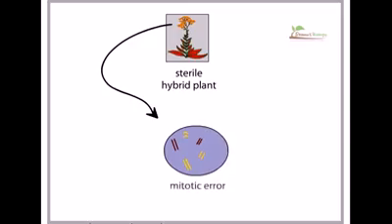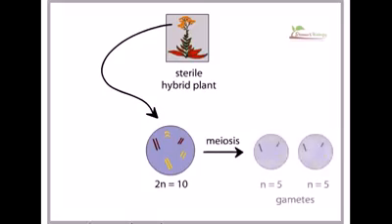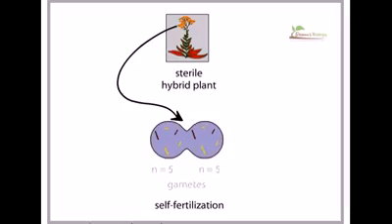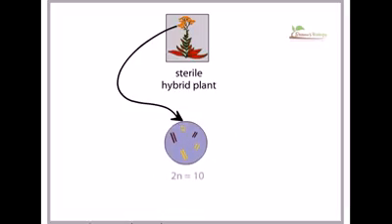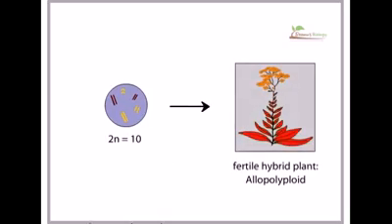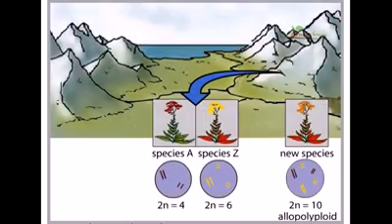However, a rare mitotic error could occur in the reproductive tissue, doubling the number of chromosomes in a cell. Now, each chromosome can be paired with a homologous chromosome during meiosis. Meiosis proceeds normally in the polyploid reproductive organs, resulting in gametes with 5 chromosomes each. Self-fertilization produces a fertile hybrid plant, an allopolyploid. The allopolyploid is a new species which can reproduce and thrive.